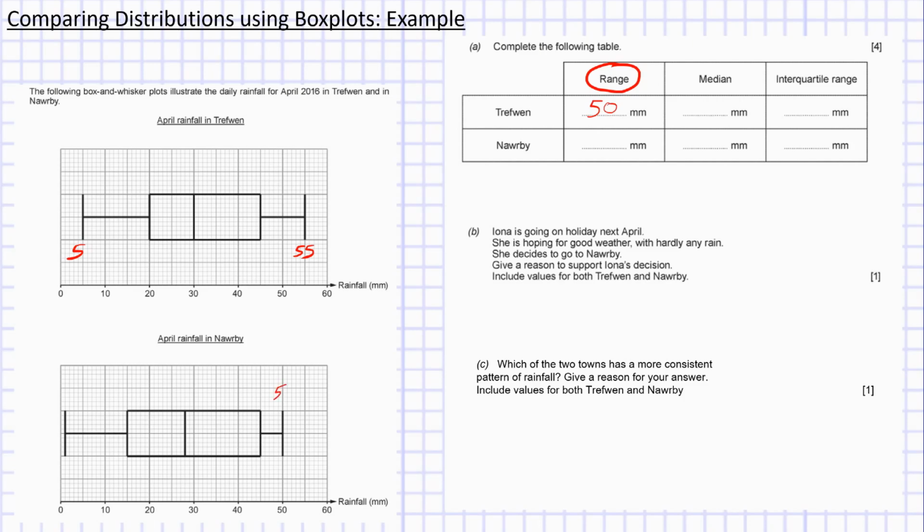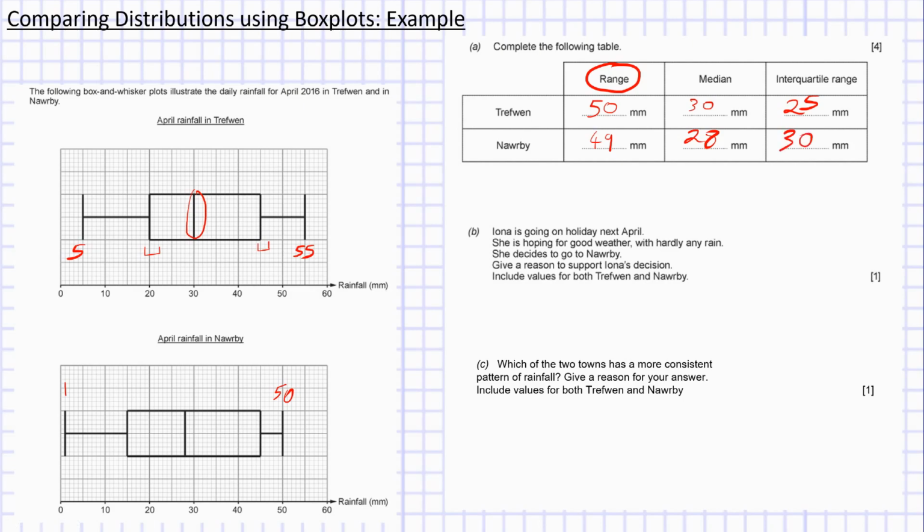For Naurby, it's going to be 50 and that is just 1. 50 take away 1 is 49. The median is the line in the box, so that's 30 for Trefwen, and for Naurby that's going to be 28. The interquartile range is your upper quartile take away lower quartile. So for Trefwen that's going to be 45 take away 20, which is 25. And for Naurby that's going to be 45 take away 15, which is going to be 30.